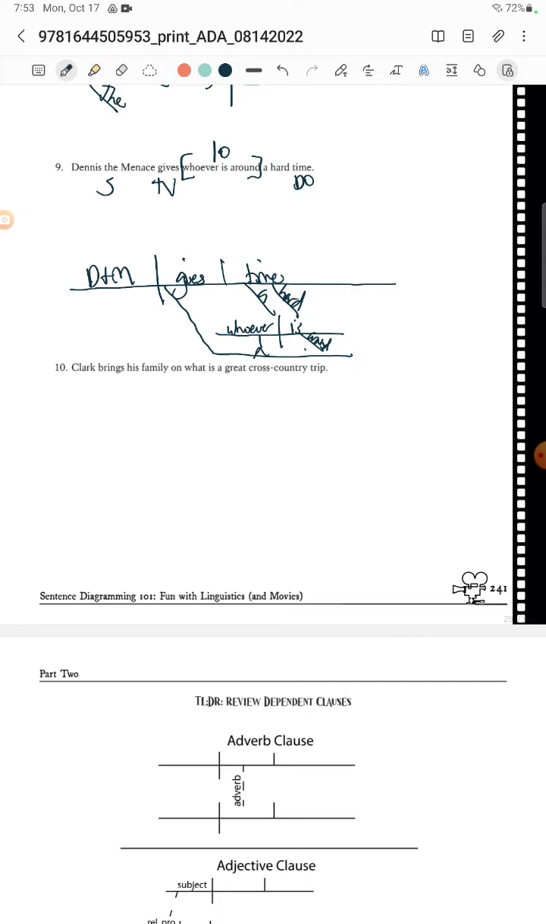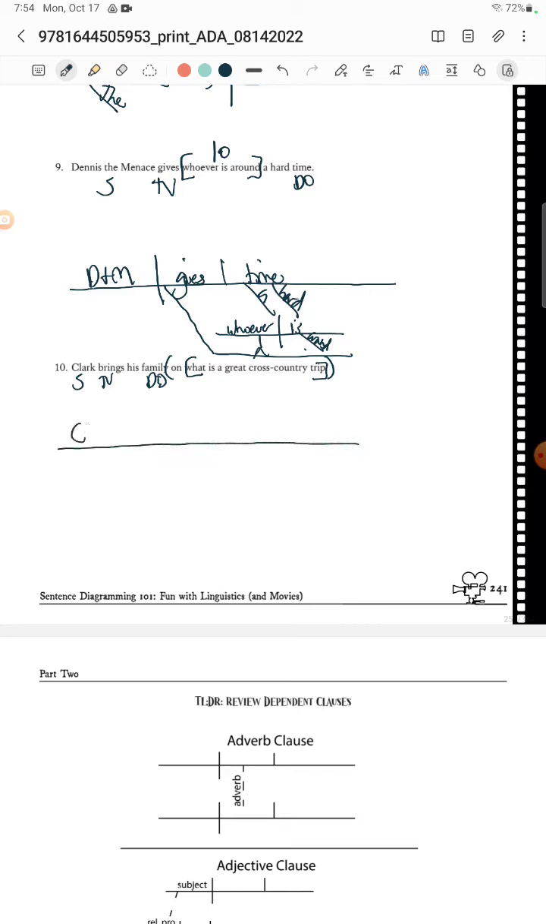What about Clark brings his family on what is a great cross-country trip? Depending on whether you've seen Vacation, you may disagree. Okay. But we know Clark brings what? Brings family, and then this whole thing is a prepositional phrase. But inside, as the object, there's our noun clause. What is trip?